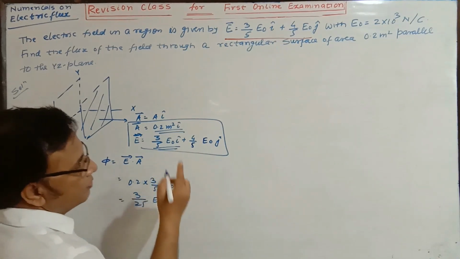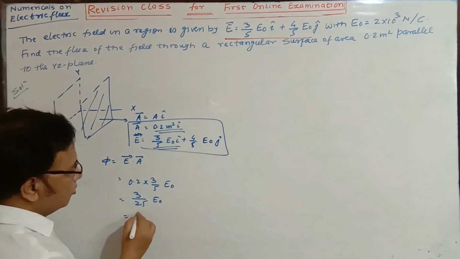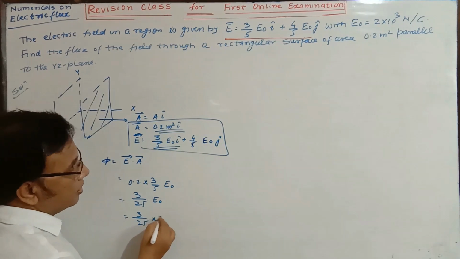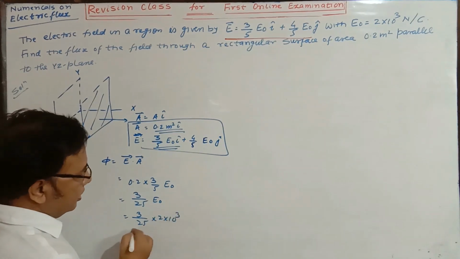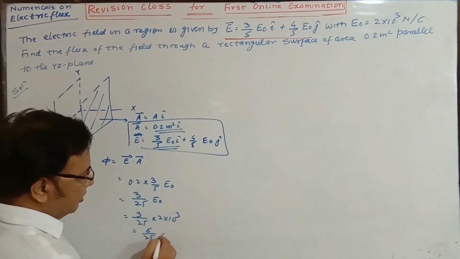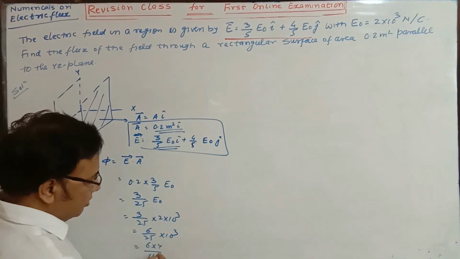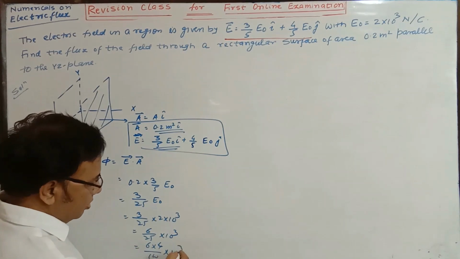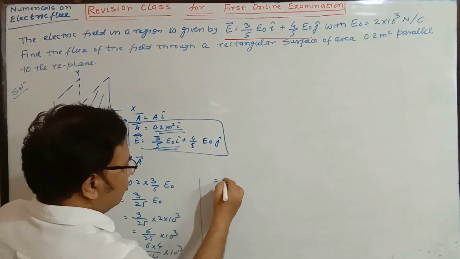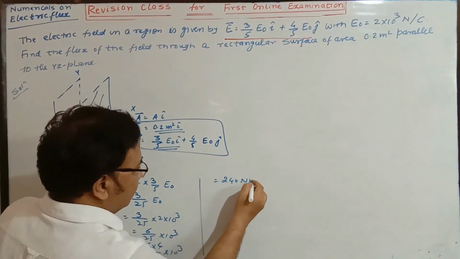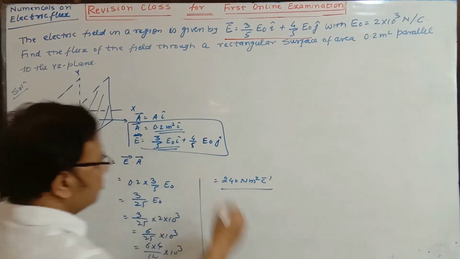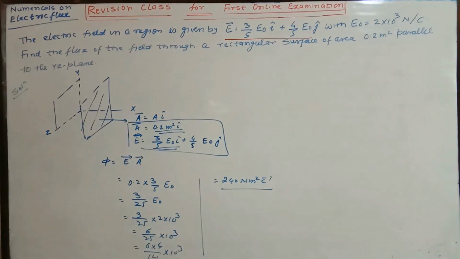E naught value is given as 2 into 10 to the power 3. So 3 by 25 into 2 into 10 to the power 3 is 6 by 25 into 10 to the power 3. Multiply numerator and denominator by 4, this is 100 into 10 to the power 3. So this gives 240 Newton meter square per coulomb. This is the answer for this particular question.